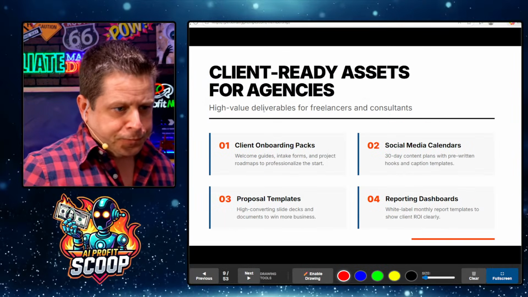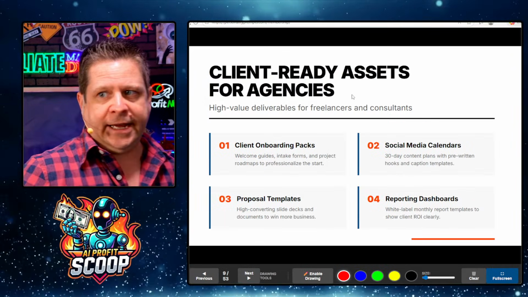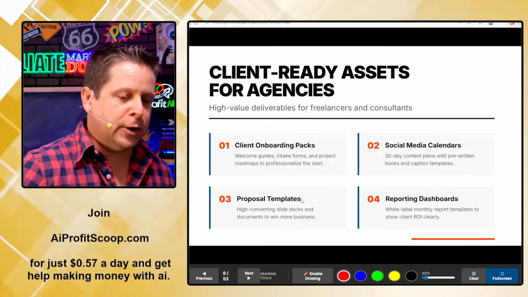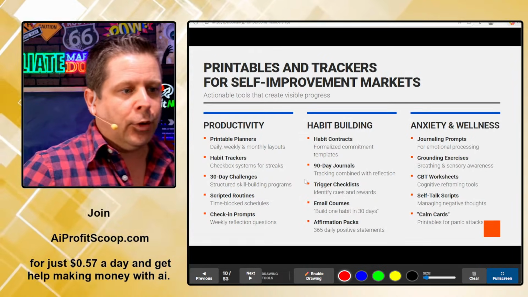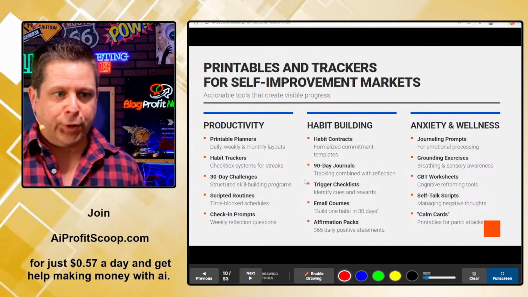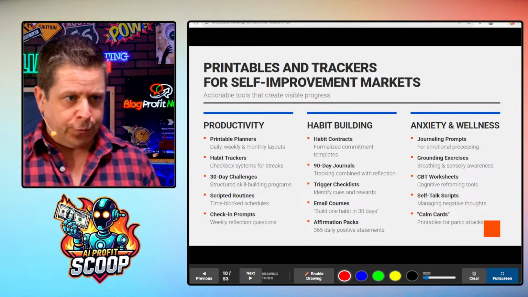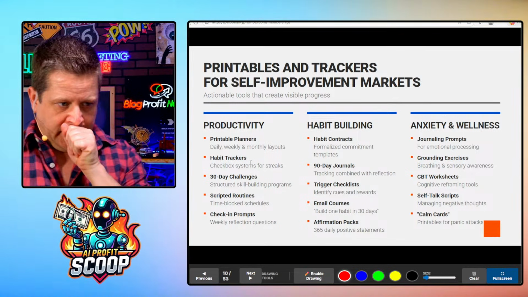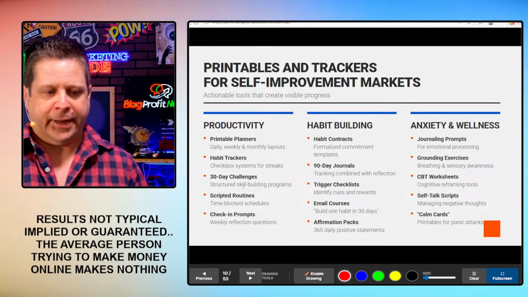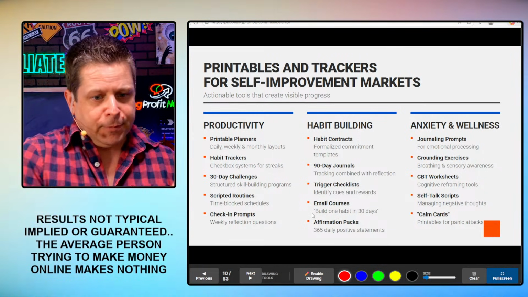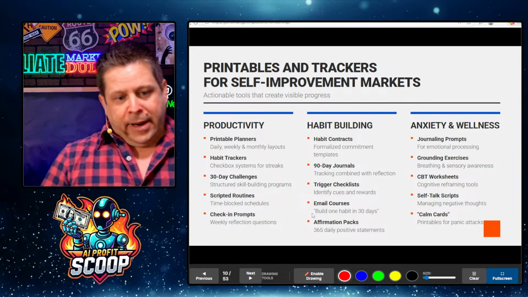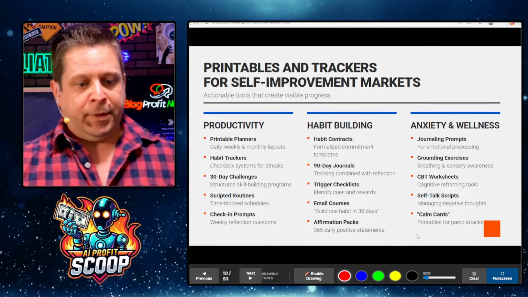Next up, looking at making client-ready assets for agencies, where you could go through and make client onboarding packs, social media calendars, proposal templates, reporting dashboards, and more. Now, some other things that we are going to get into as well are printables and trackers, where we could go through and look at various different niches, and you're going to see scripted routines, check-in prompts, affirmation packs, things like this. People look up these things all the time, and having that membership site where we go through and look at this would be very, very important.